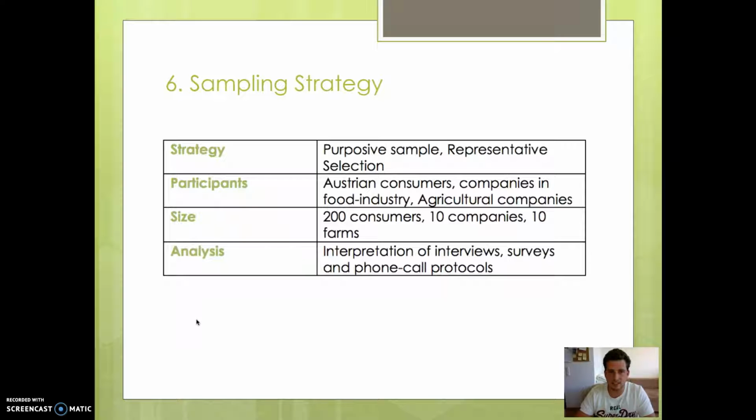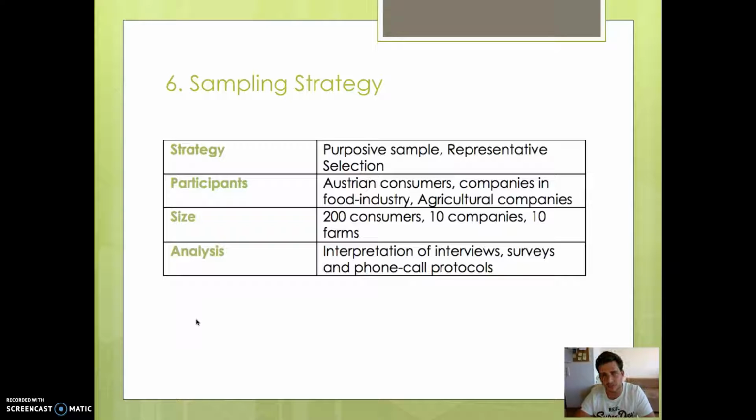My sampling strategy is quite clear. It is a purposive sample and a representative selection. The purposive sample is especially what I'm going to do with the consumers. I'm going to randomly choose a certain amount of consumers, whom I will ask exactly the standardized questions of the questionnaire. And the representative selection is going to be carried out with the companies, so that I find that the participants are really only companies of the food industry or agricultural companies, like conventional farms as well as biological farms, to really get a broad view at the outcome.